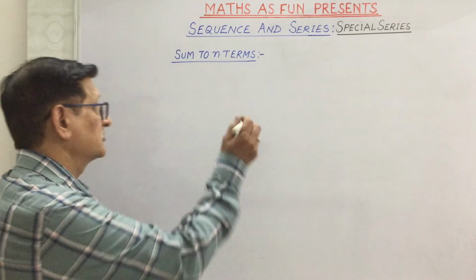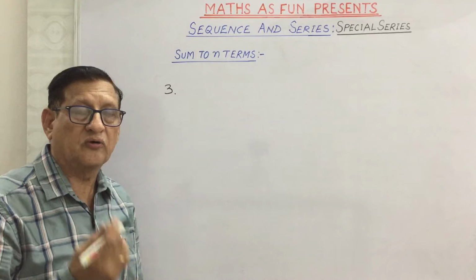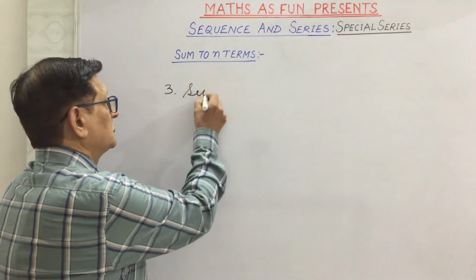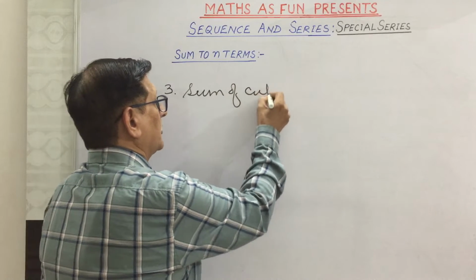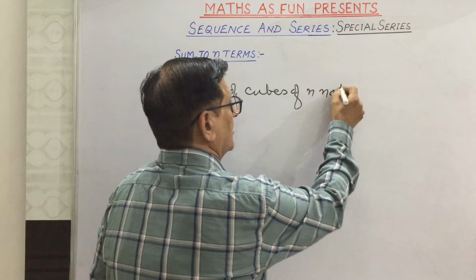The third series, for the natural numbers we have the sum of cubes of first n natural numbers.